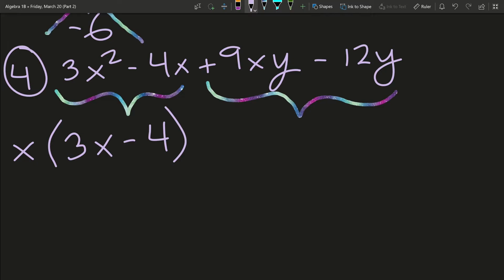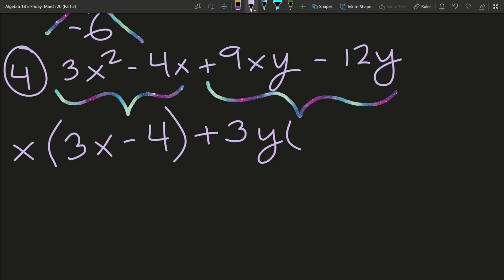9xy minus 12xy. What is the GCF between these two monomials? Let's look at the coefficients first. Our coefficients are 9 and negative 12. So among the coefficients, the biggest number we can take out would be 3. Now let's look at our variables. We have xy and y. The biggest factor we could take out of that would be y.